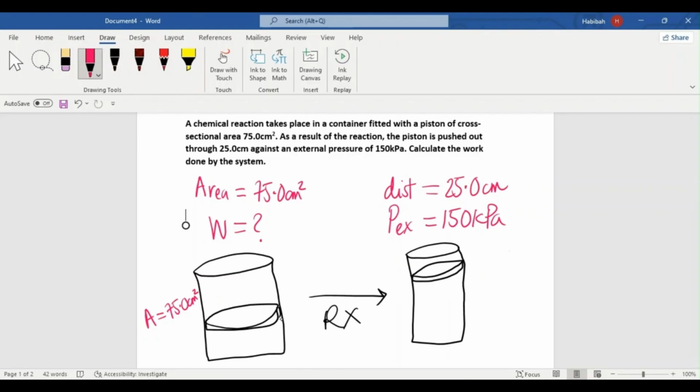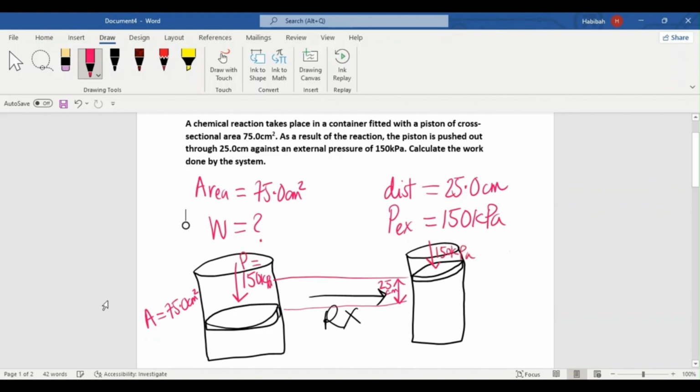Now, if we look at our work from here up until here, this is the distance traveled. So this whole thing here is 25 centimeter. That's how much is traveled when work is done, from the beginning, before work started on the system, and after work started. So it is a 25 centimeter distance that the piston traveled as a result of the work done by the system. Now, the external pressure that was being applied is 150 kilopascal.